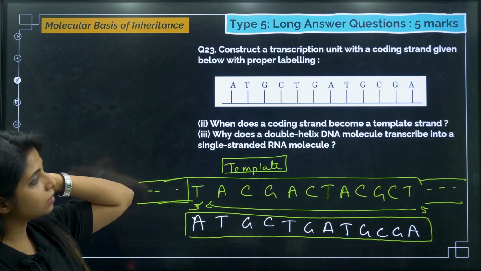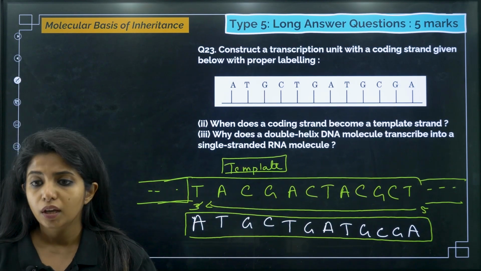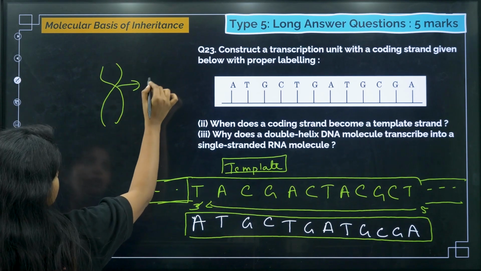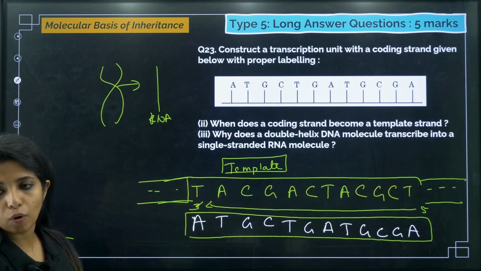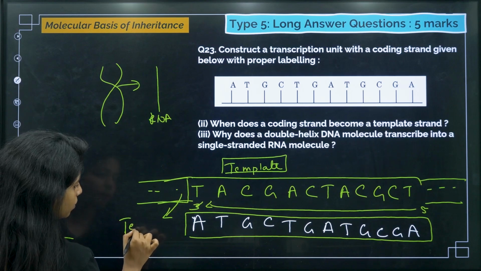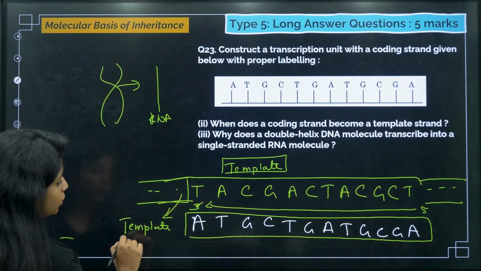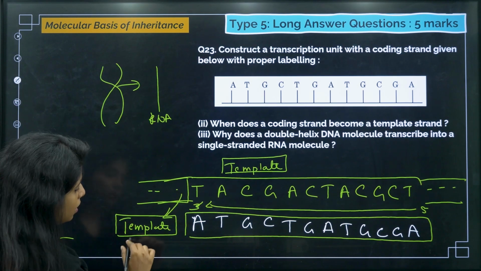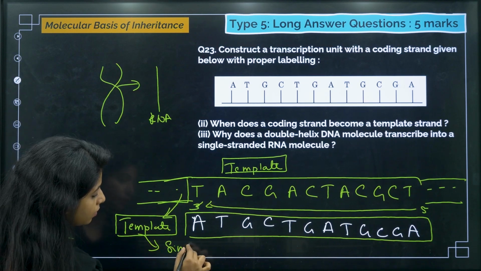Now, why does a double helix DNA molecule transcribe into a single stranded RNA molecule? Because only one strand is being copied. Children, only one strand is being transcribed, and that is the template strand. Do you expect that the coding strand is also getting transcribed? No, it's only the template strand that is getting transcribed, which is why you get single stranded RNA.